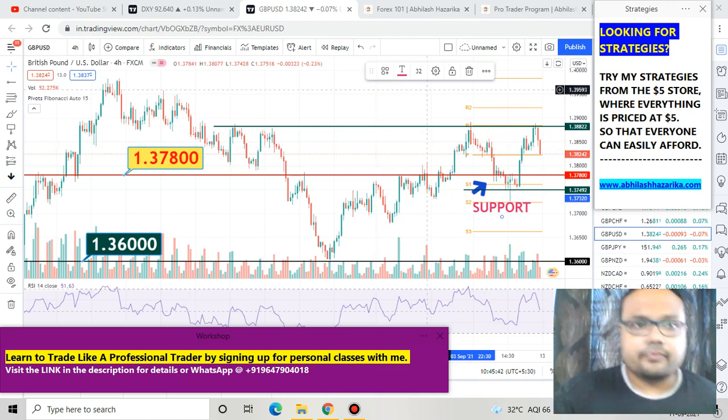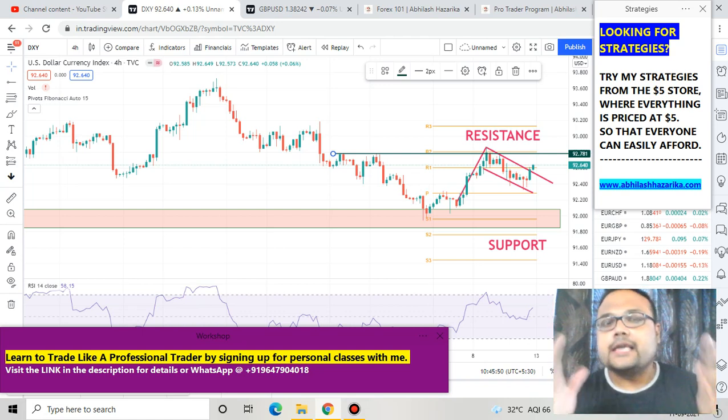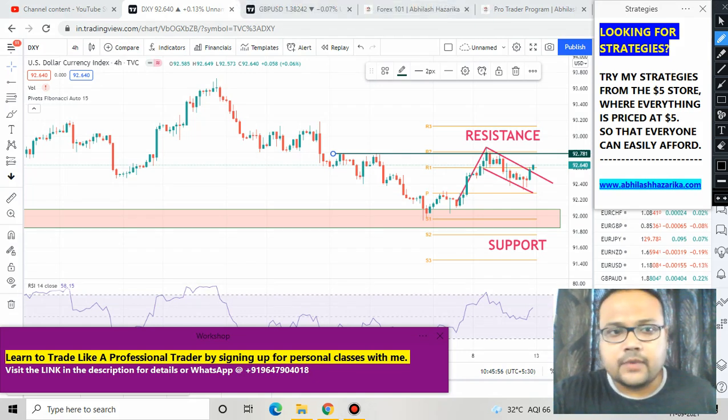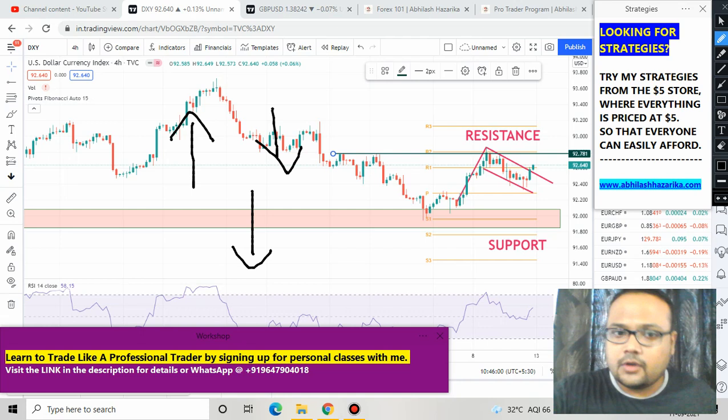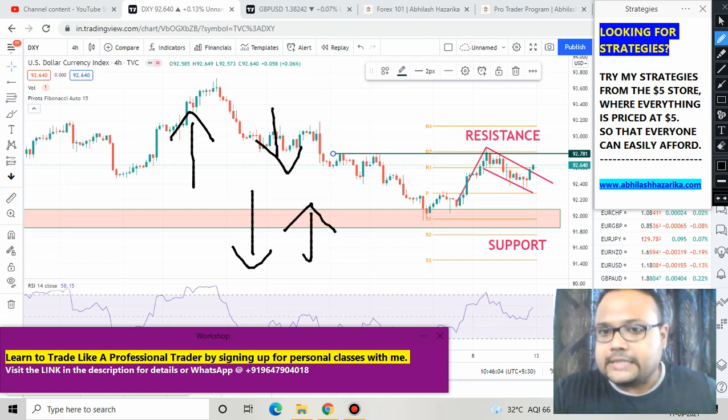Before we proceed, I would like to talk about the chart of DXY, US dollar. As we all know, DXY US dollar has a huge impact on the Forex market, and it has a correlation with the GBP as well. Whenever dollar goes up, GBP goes down. Whenever dollar goes down, GBP usually goes up. And right now we can see that dollar is trying to go up again.